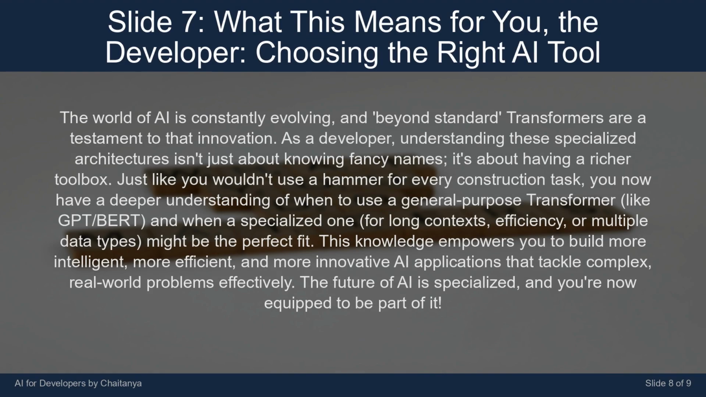The world of AI is constantly evolving, and going beyond standard transformers is a testament to that innovation. As a developer, understanding these specialized architectures isn't just about knowing fancy names. It's about having a richer toolbox. Just like you wouldn't use a hammer for every construction task, you now have a deeper understanding of when to use a general-purpose transformer, like GPT or BERT, and when a specialized one, for long contexts, efficiency, or multiple data types, might be the perfect fit.